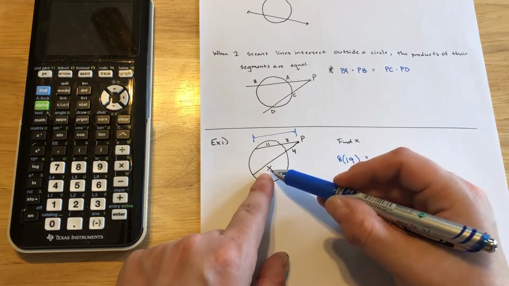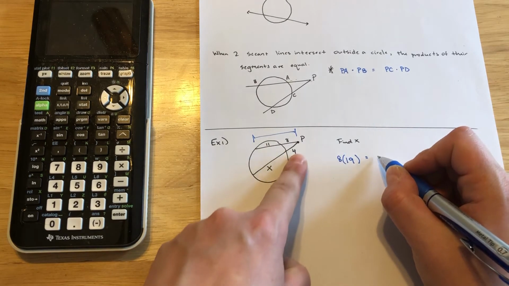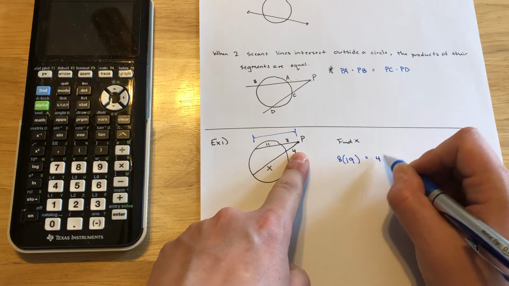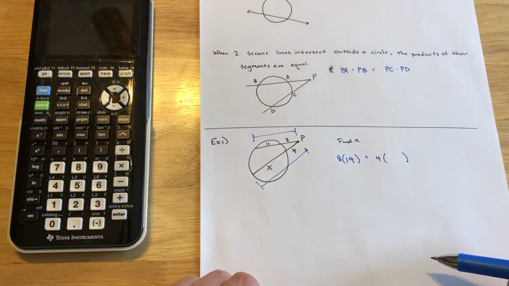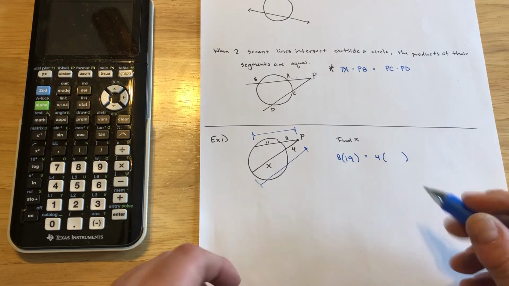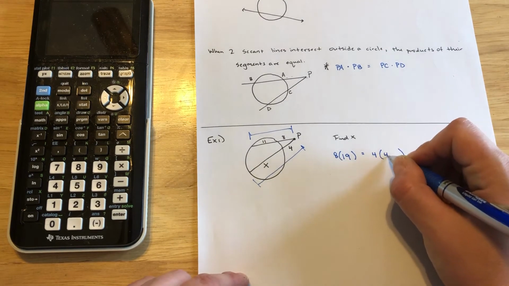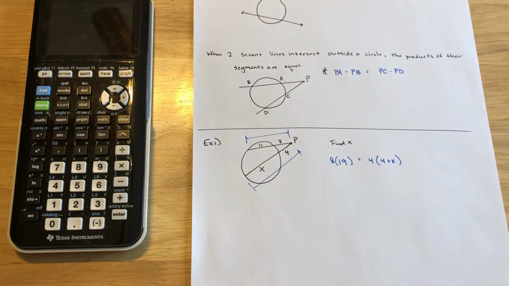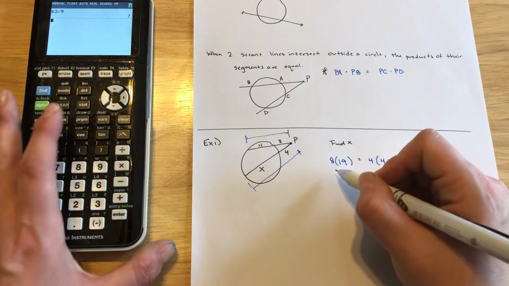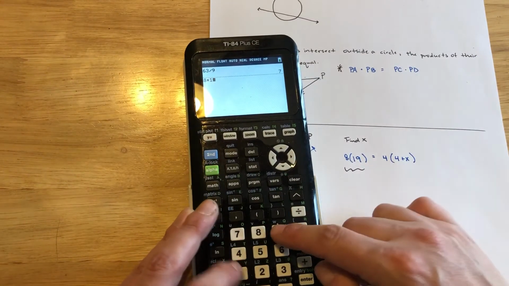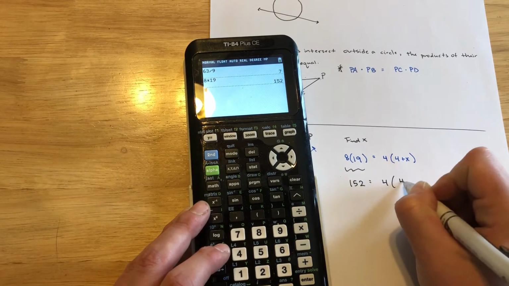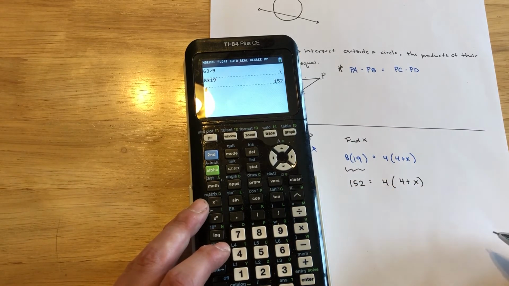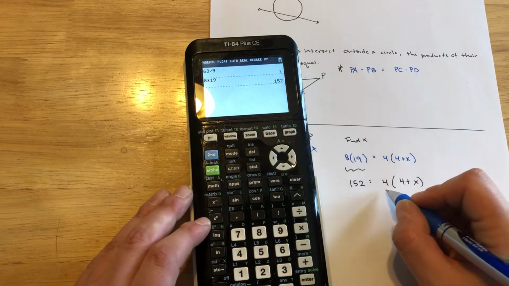For the bottom secant line then, it's equal to the first segment from P to the circle, which is 4, times the overall segment length. Well, we don't have X, so this expression is 4 plus X, or X plus 4, in whichever order you like. Okay, so if we do a little simplifying, 8 times 19 is 152, and that's equal to 4 times 4 plus X.